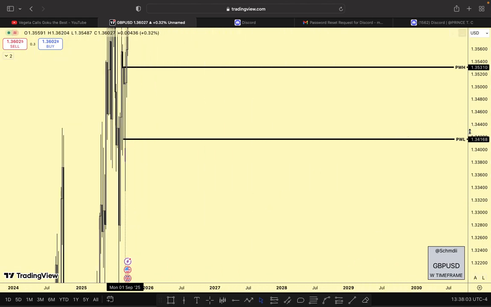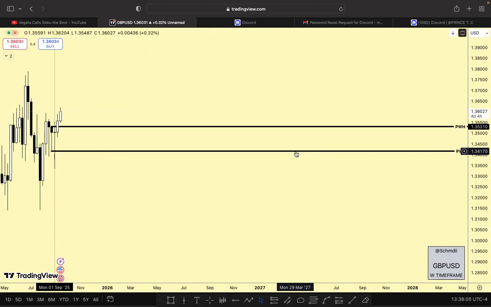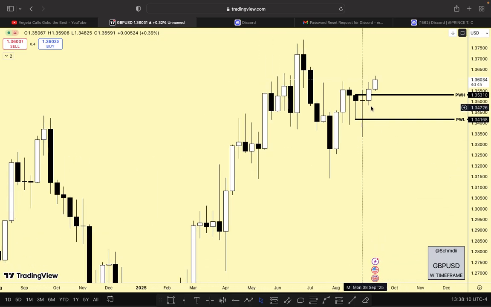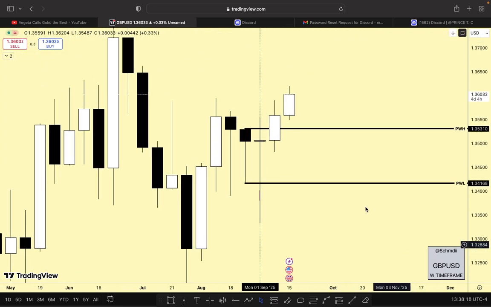I'm gonna give you the example using GBP USD. It's a trade we took not too long ago. Ignore the two most recent candles there. We are focusing on the first week of September. Our reference points, this is how the process would work.